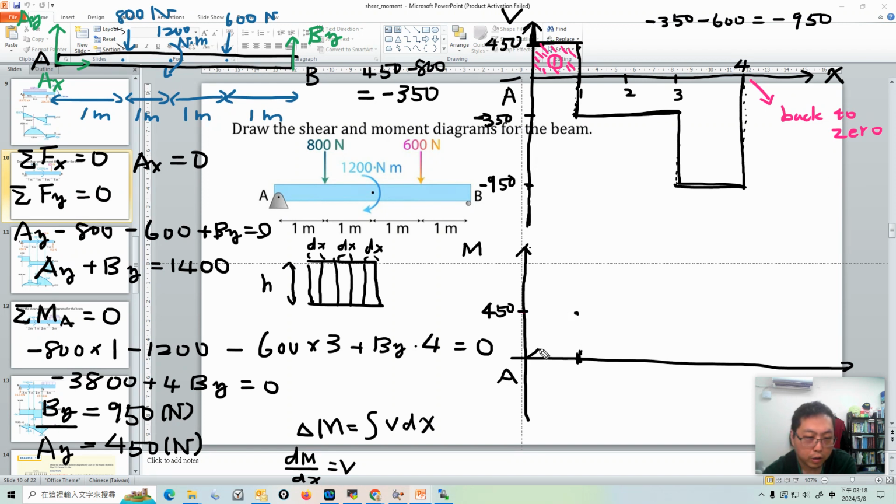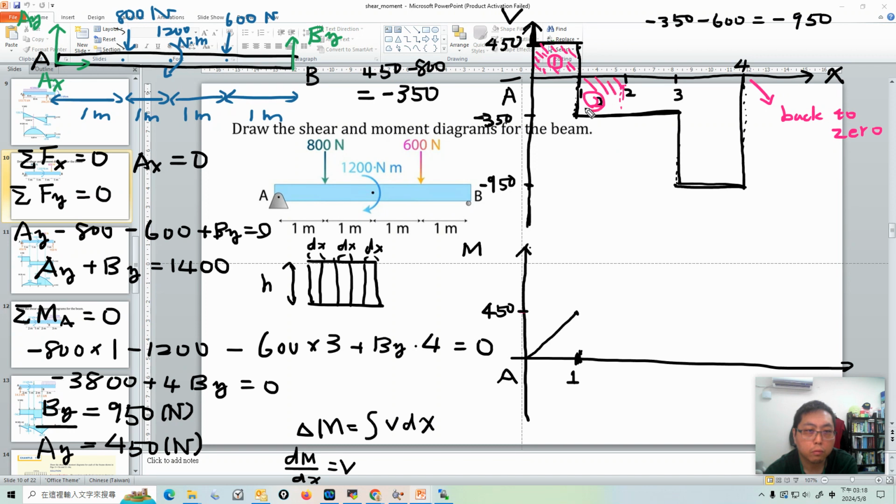So it's right here. Okay, this is point one. Let's move from 1 to 2. Okay, 1 to 2. Wrong color. It's 1 to 2.